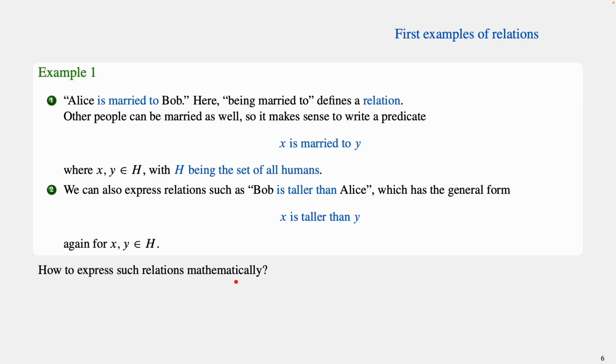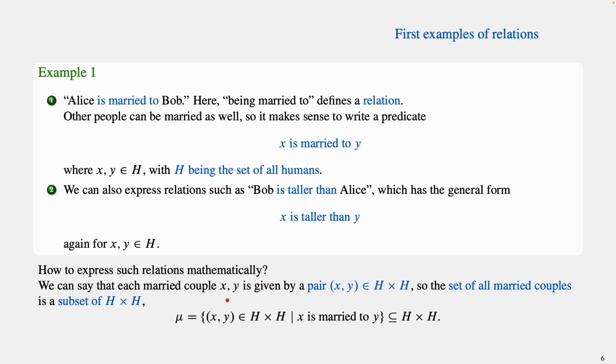Now, how to express such relations mathematically? We can formalize this a little bit more by saying that each married couple X, Y is actually given by a pair X, Y in the Cartesian product of the set H with itself, H times H. So the set of all married couples, the set of all these pairs, is actually a subset of this Cartesian product, H times H. So we denote this by the Greek letter mu and say the marriage relation is given by this subset of pairs X, Y, where X is married to Y, in the Cartesian product of the set of all humans with itself.